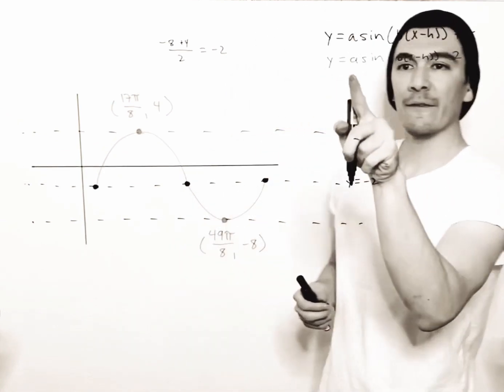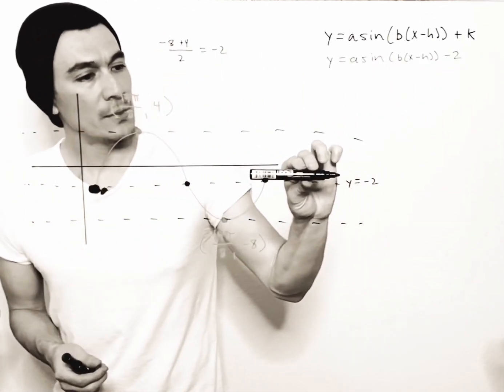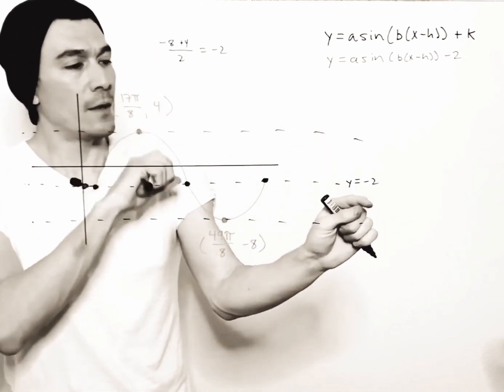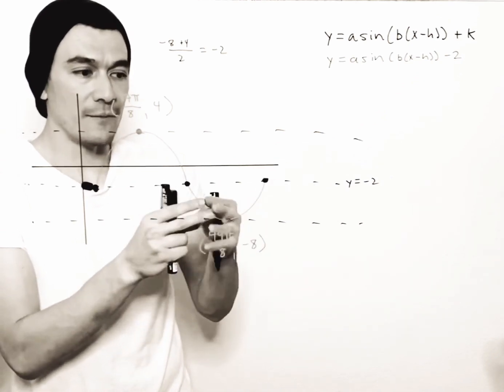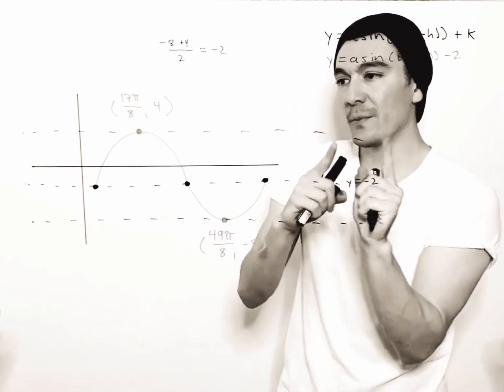Now we can go off and find the value of a, because from the middle, how much do you go either up or down? Well, from -2 to 4 above, or -2 to -8 below, that's 6 spaces of separation. And since you go up first and then down, the 6 would be positive.